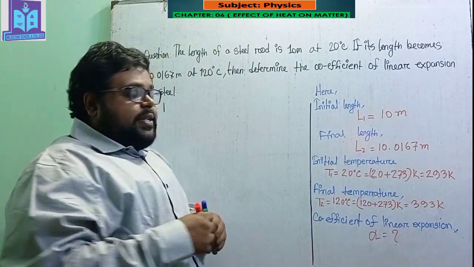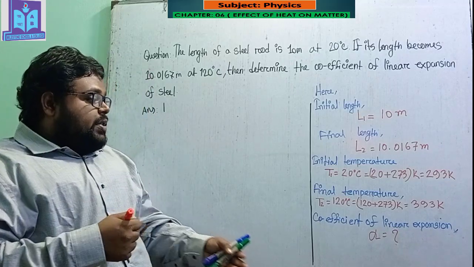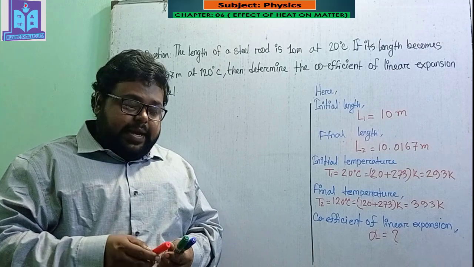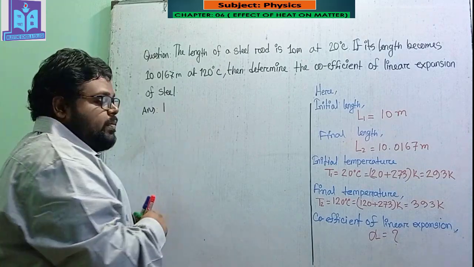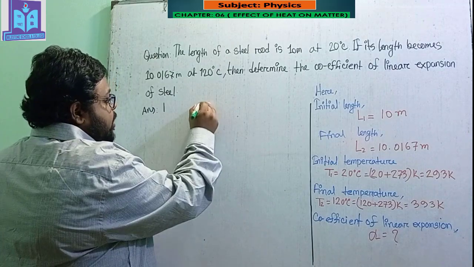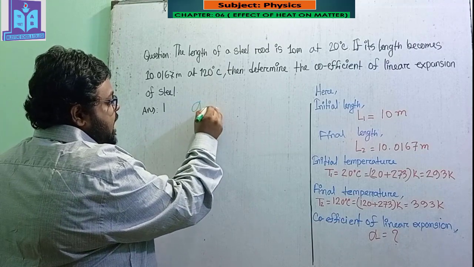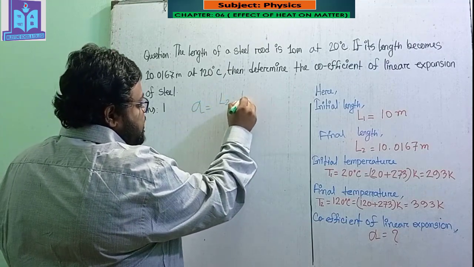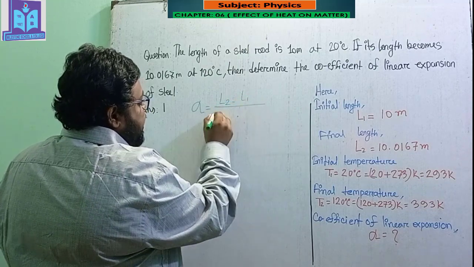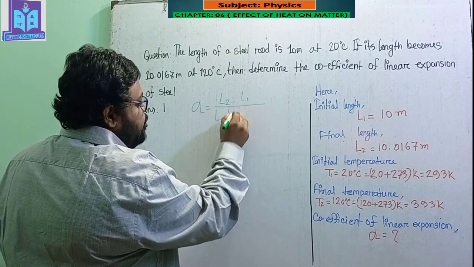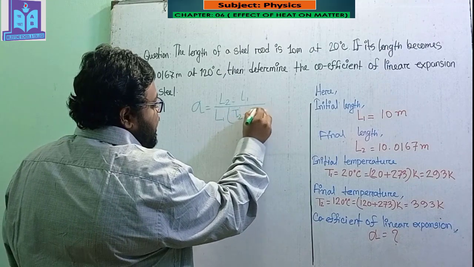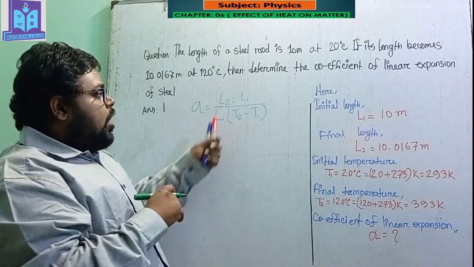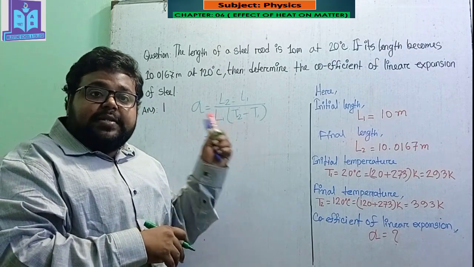And my dear student, we know the formula of the coefficient of linear expansion. The coefficient of linear expansion alpha is L2 minus L1 divided by L1 into T2 minus T1. So now I have to put all of these values in this equation.